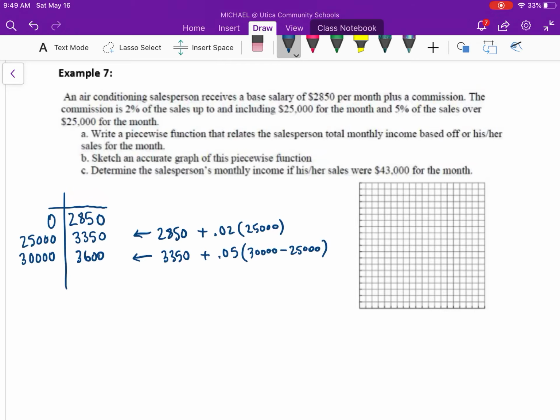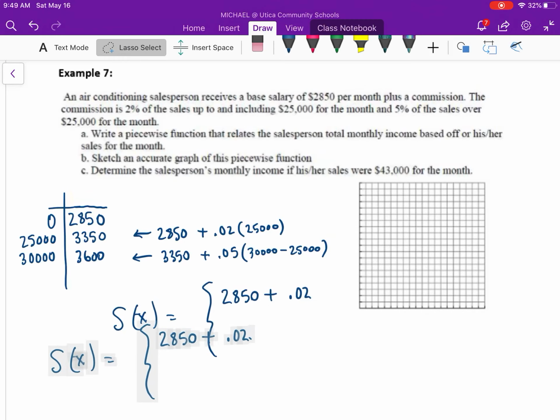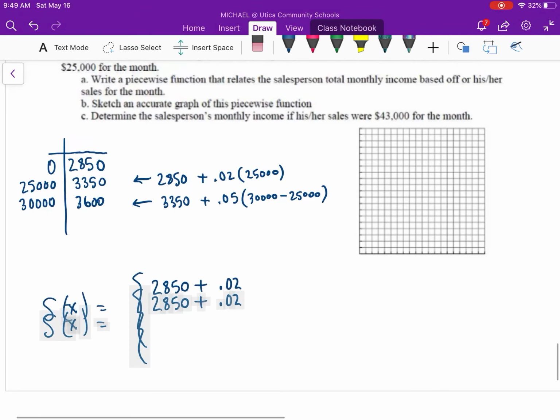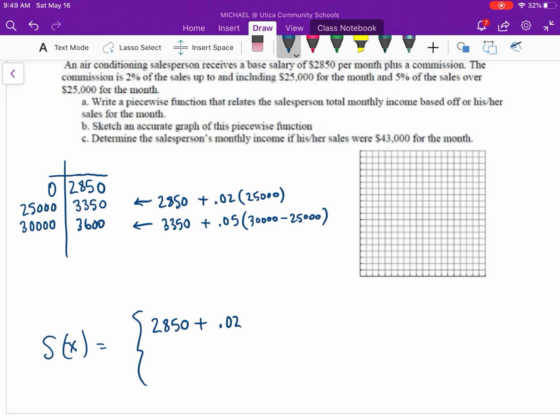So let's see if we can see what that is. Let's call this salary. So the salary is going to have two different portions. The first one is going to be $2,850 plus 0.02 times, I'm going to move this so I can continue writing, plus 2% of his sales. And that's when his sales are between 0 and $25,000.